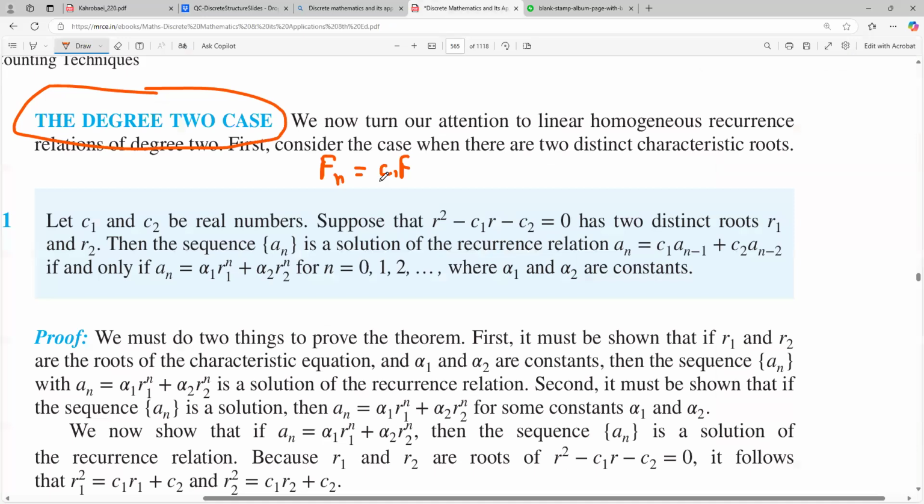Let's go over here. So we have f of n is equal to C1 times f of n minus 1 plus C2 times f of n minus 2.